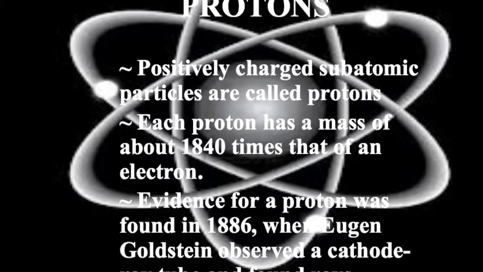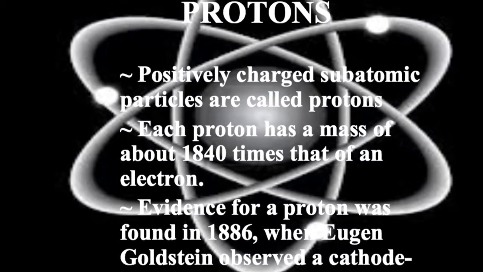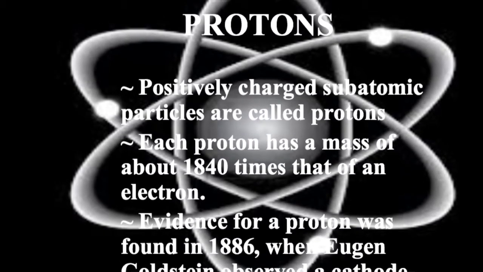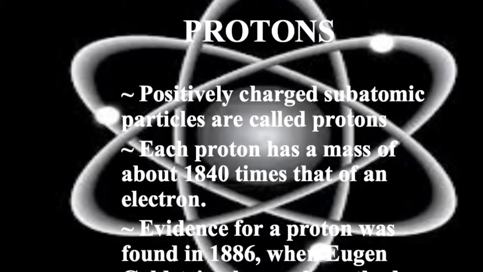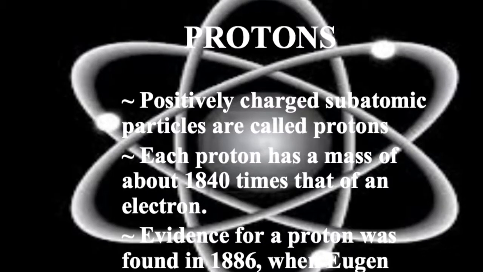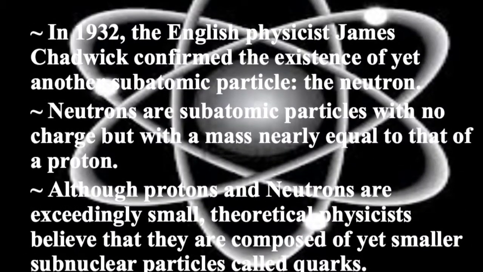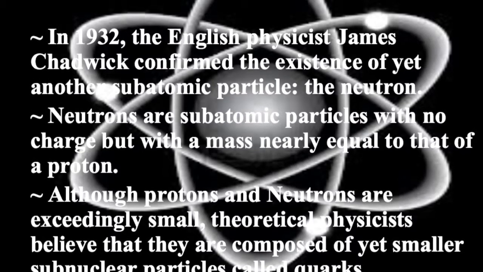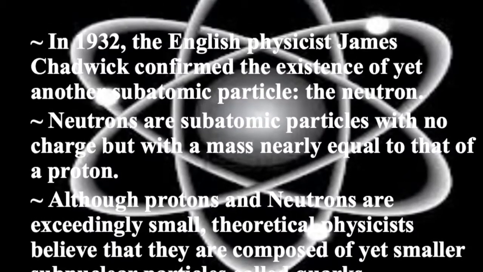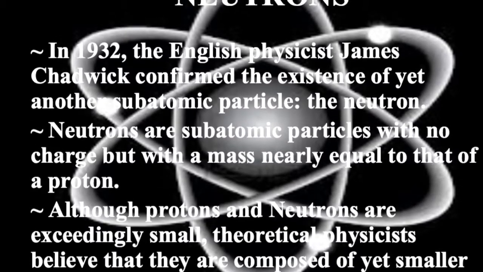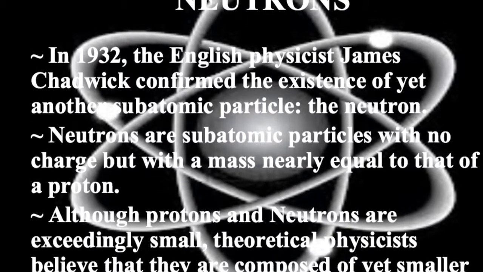Positively charged subatomic particles are called protons. Each proton has a mass of about 1,840 times that of an electron. Evidence for a proton was found in 1886 when Eugene Goldstein observed a cathode ray tube and found rays traveling in that direction. In 1932, the English physicist James Chadwick confirmed the existence of yet another subatomic particle, the neutron. Neutrons are subatomic particles with no charge but with a mass nearly equal to that of a proton.